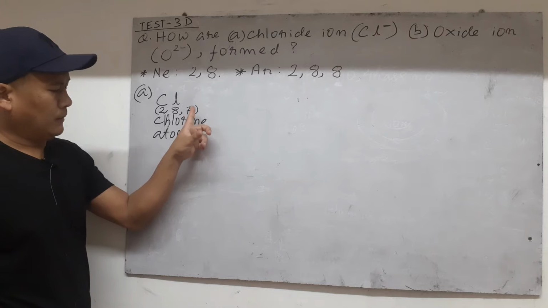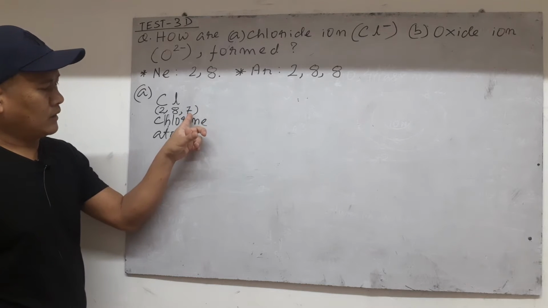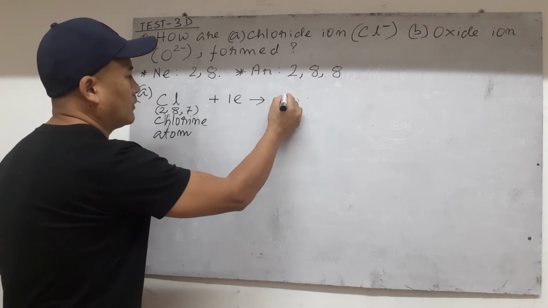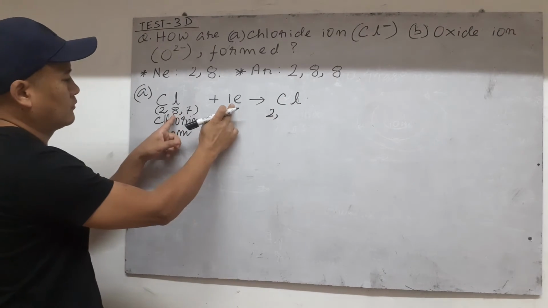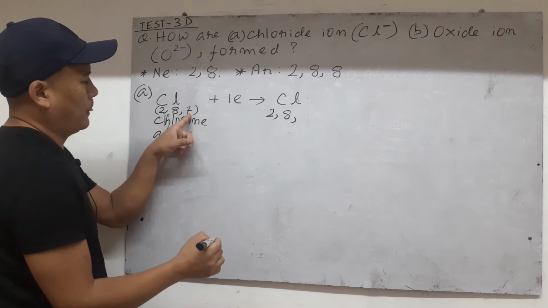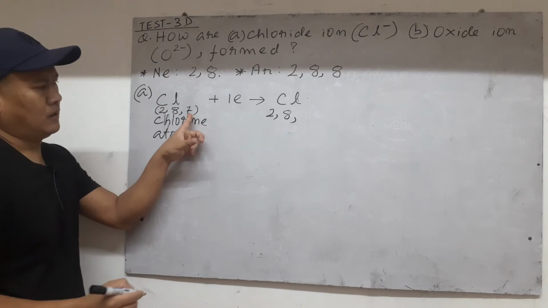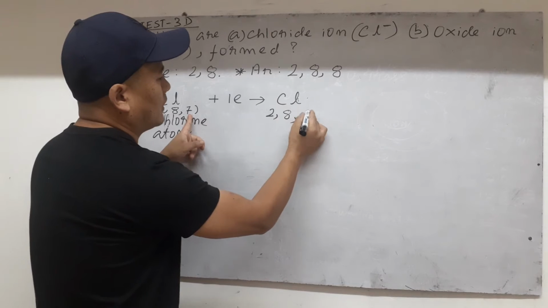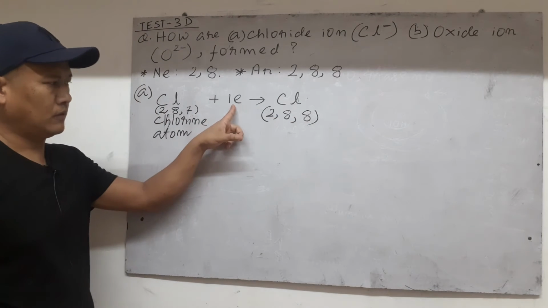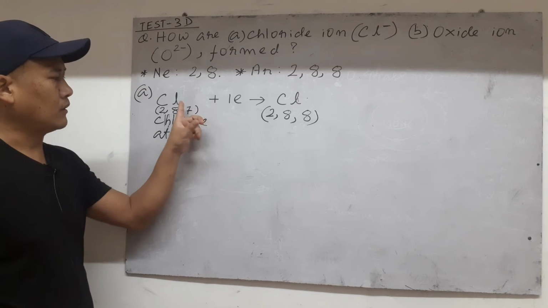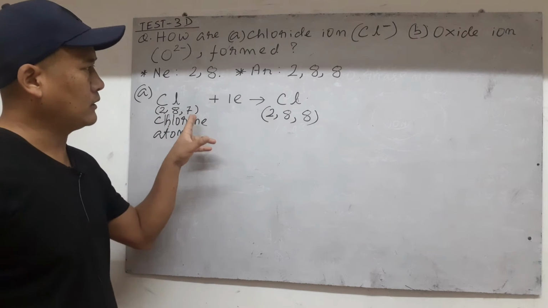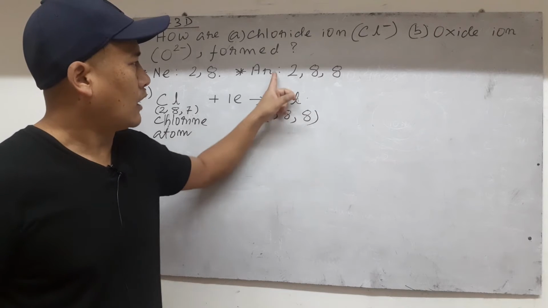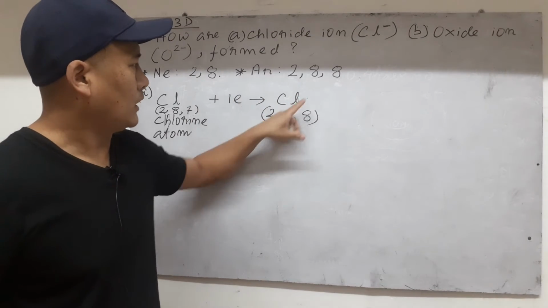The only difference is that if we add one more electron to the chlorine atom, it will attach to the third shell, and the outermost shell becomes 7 plus 1, 8. So by gaining one electron, the chlorine atom has successfully acquired the octet, or the noble gas configuration of argon, meaning exactly like the argon configuration. The chlorine atom has become 2, 8, 8.